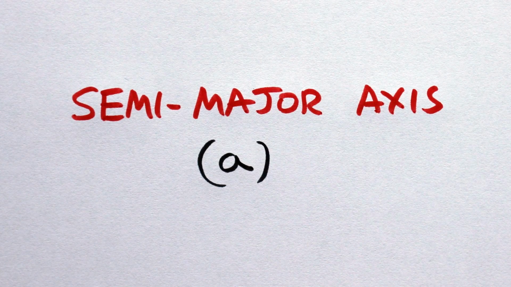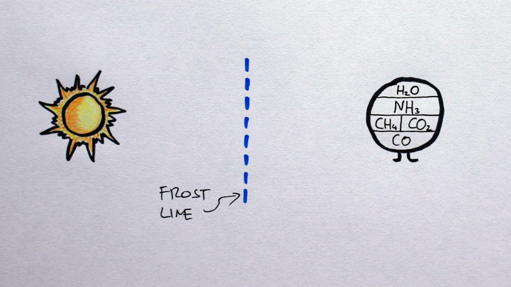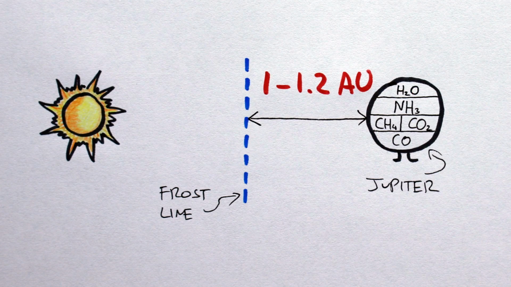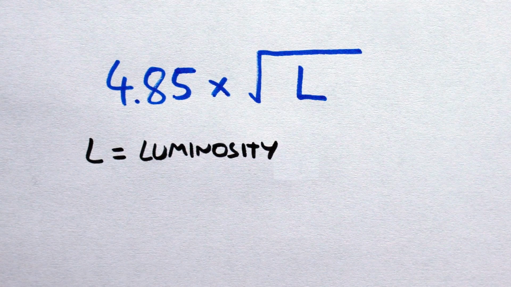1. Semi-major axis. So the frost line is a particular distance from a star where it is cold enough for the building blocks of gas giants, volatile compounds, to exist in solid form. Expect to find classical gas giants like Jupiter here, 1 to 1.2 AU away from the frost line and beyond. Remember, the location of the frost line is given by 4.85 times the square root of L, where L is the luminosity of your star relative to our sun.